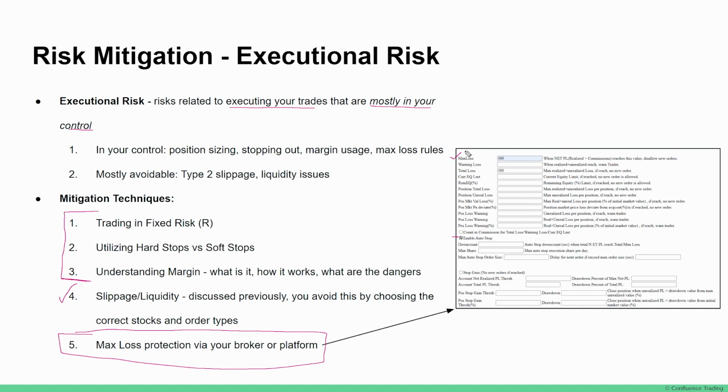So enable a max loss on your broker platform. And honestly, if it's possible, even tell them, I don't want this to change until a set date in the future. So that is how you mitigate executional risk. Now let's get into specifics around trading and fixed risk, utilizing hard stops, and understanding margin.